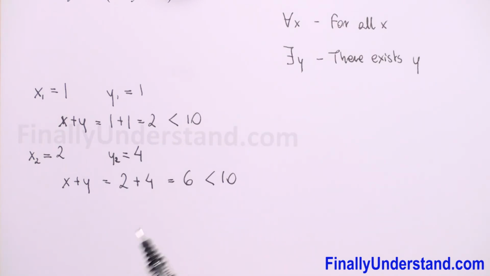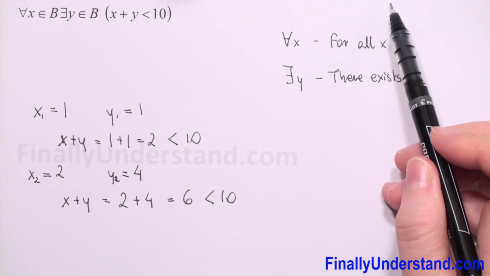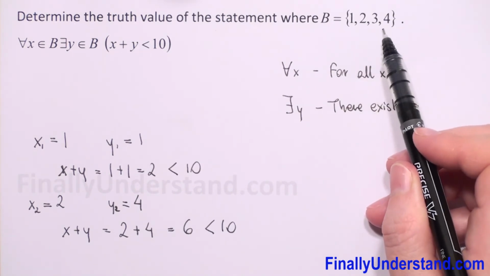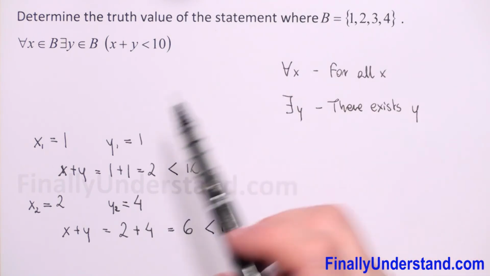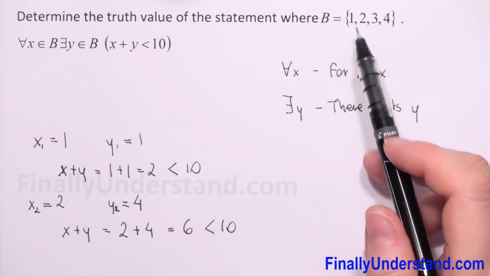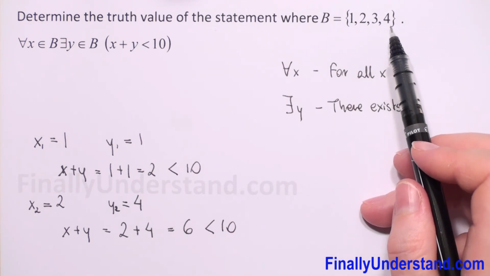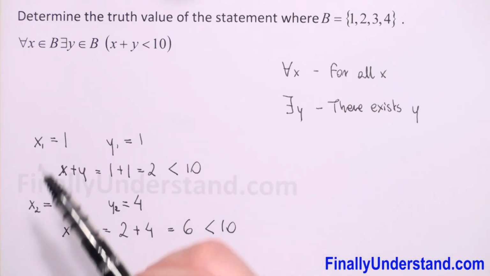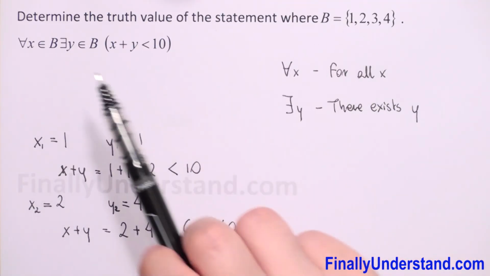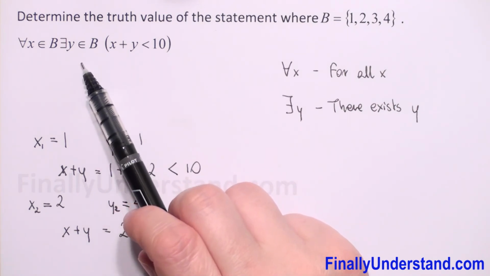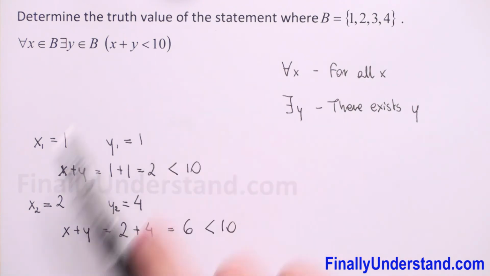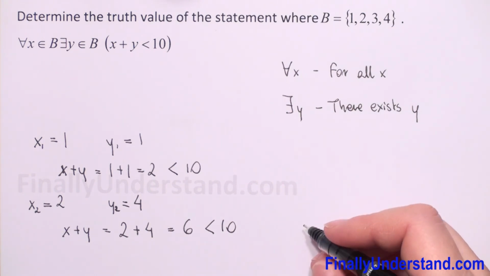The same we can do for x equals 3 and x equals 4. Because these numbers are very small, we can always choose a smaller number for y, or if we choose 4, it still will be true because 4 plus 4 is 8, which is less than 10. It means that for all x from this set, we can always find y belonging to the same set such that this inequality is true. So because it's true for all x, this statement is true.